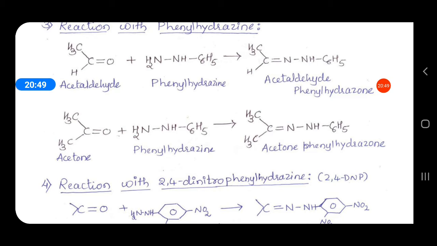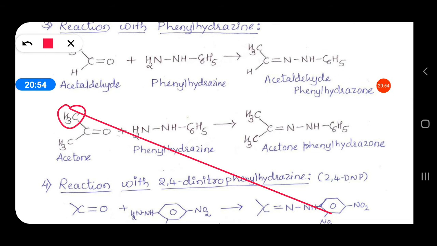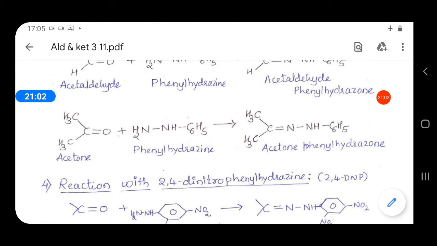Here, if the ketone has smaller groups, that is CH3 and CH3, then the reaction is fast. If the alkyl groups are bulkier, then the reaction is slow, because due to the presence of bulkier groups, some steric hindrance is created. And another reason is that these alkyl groups are electron releasing groups. So that's why the reaction is somewhat difficult here.